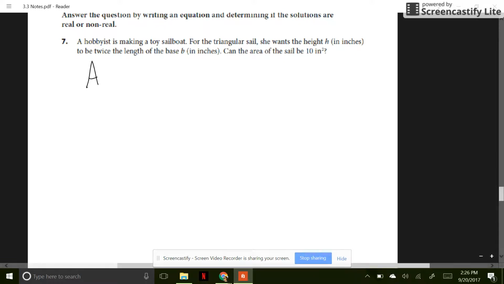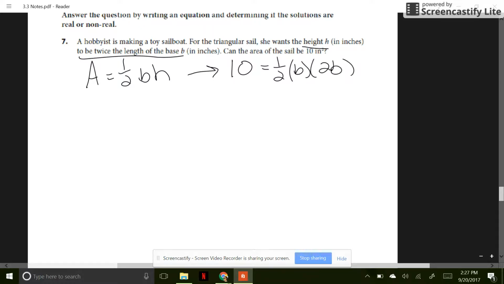So we have to remember the area of a triangle is 1/2 base times height. We're checking to see, can the area be 10, when our height is twice the length of the base. So if I'm calling the base b, my height would be 2b. This gives me the equation 10 is equal to b squared. 1/2 times 2 gives just 1.